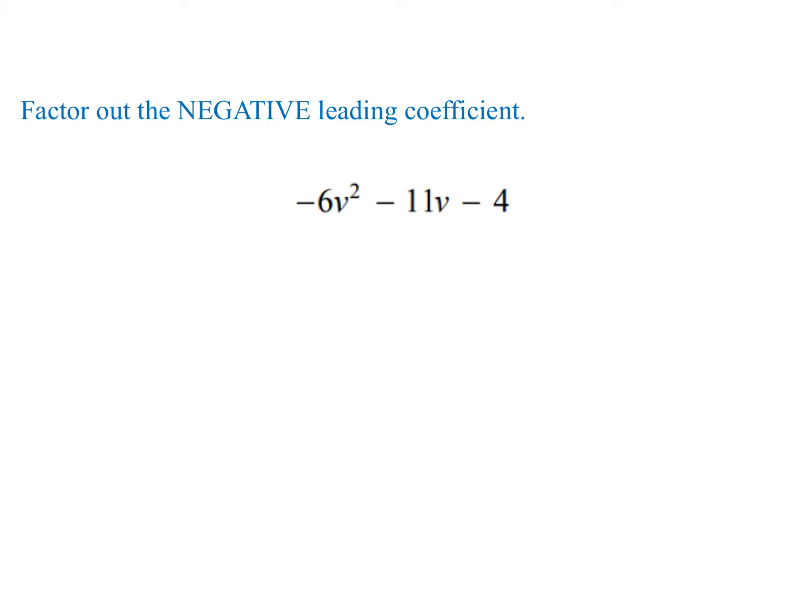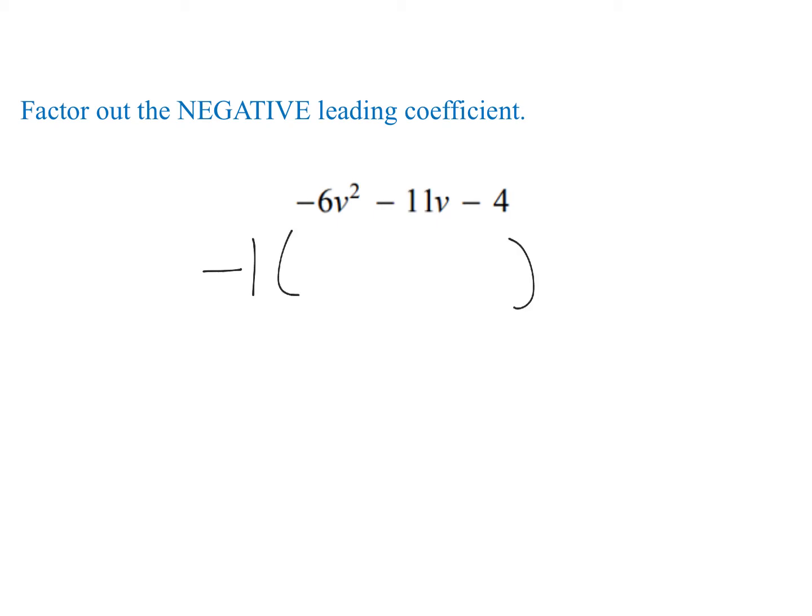Here's our first situation. When your leading coefficient is negative, you want to get rid of that negative. Now, it's going to be part of your answer, so you can't completely get rid of it, but it's going to make life a lot easier for you. And so what I'm going to do is change that negative to a -1, and then put in here what's left over.